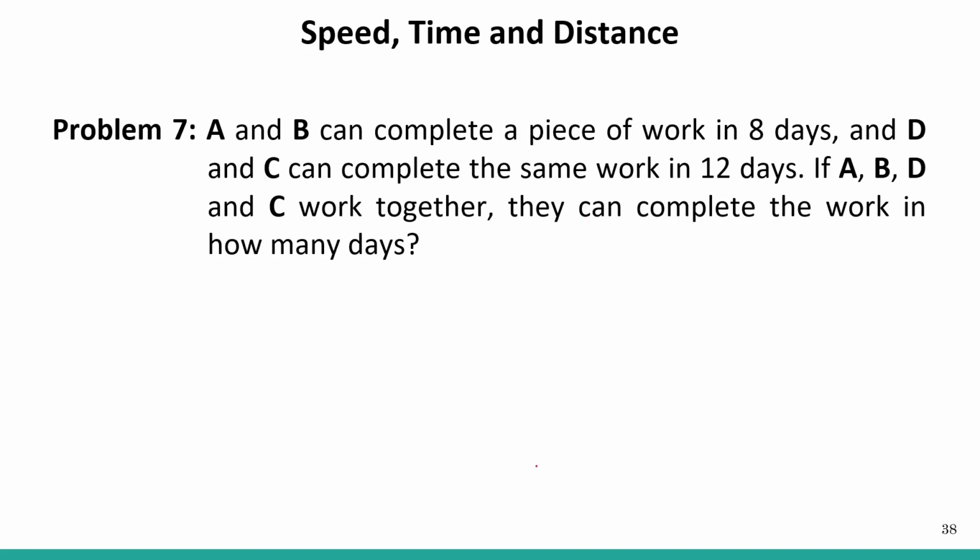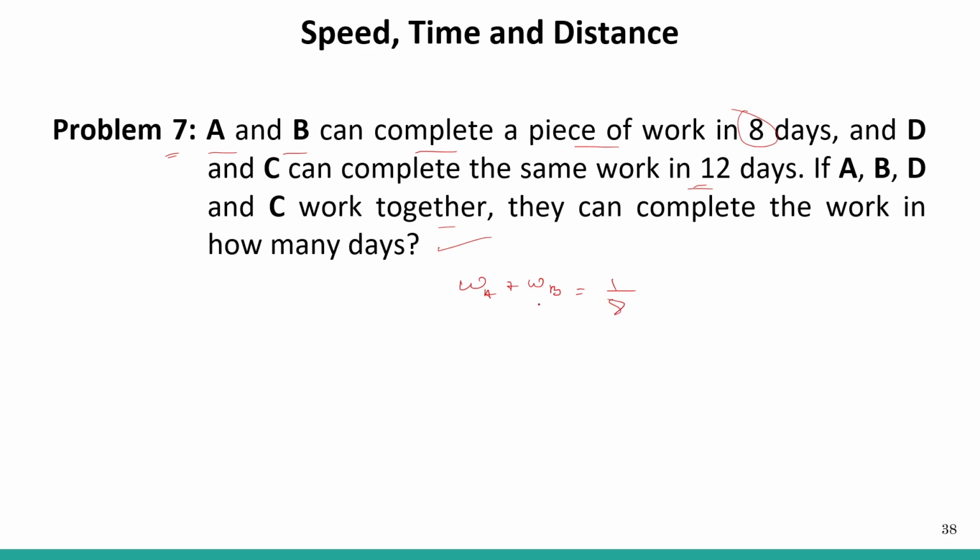Okay, let's go for problem number 7. A and B can complete a piece of work in 8 days, and D and C can complete the same work in 12 days. Okay, and A, B, D and C working together, they can complete the work in how many days? This is what is asked. So given to us that WA plus WB is equal to 1 by 8.